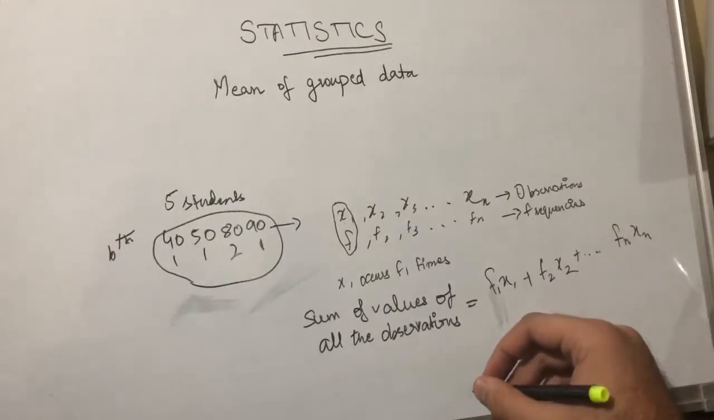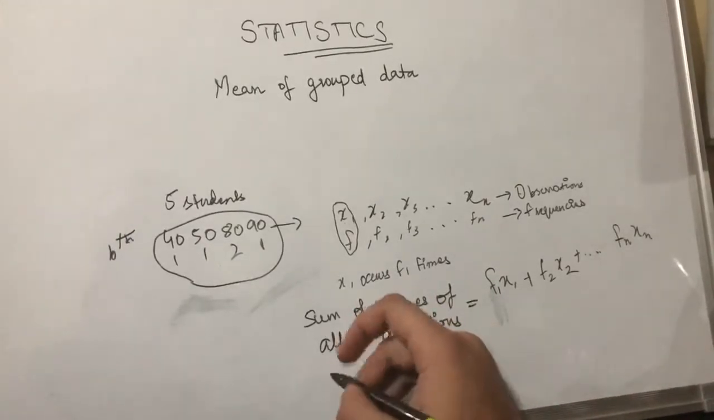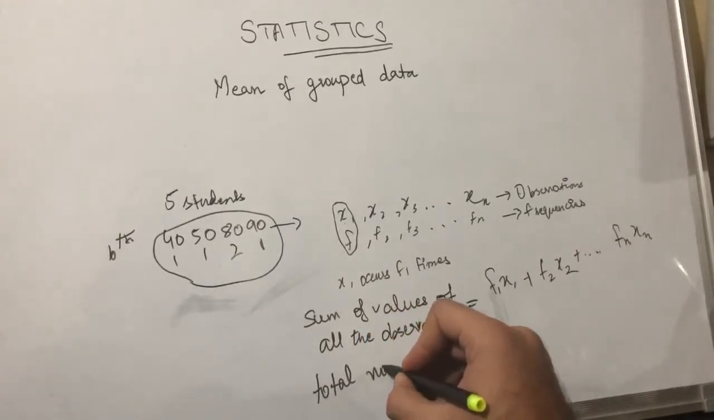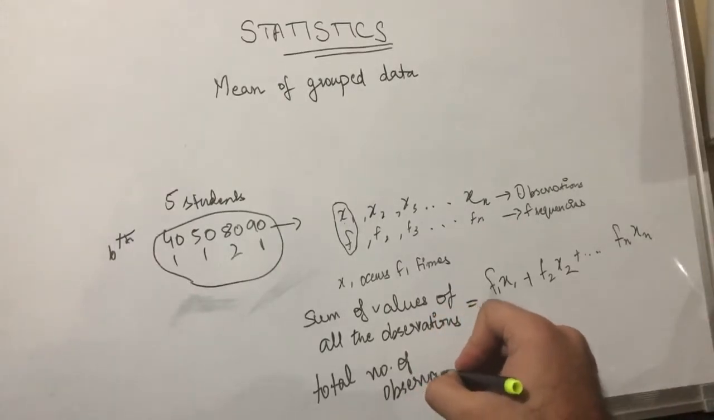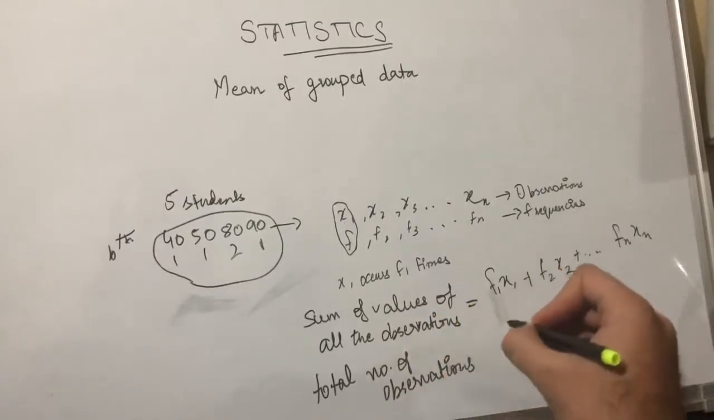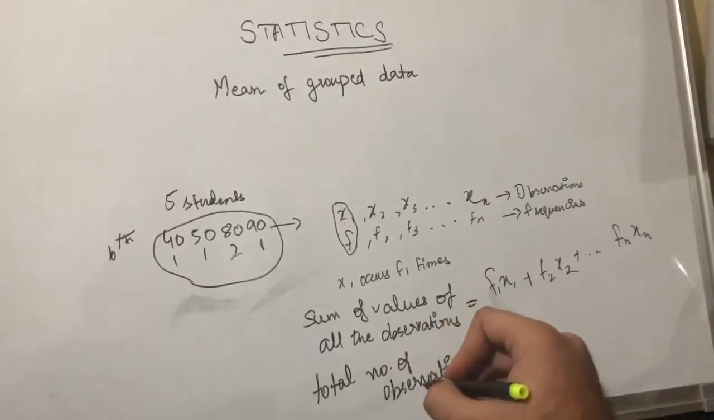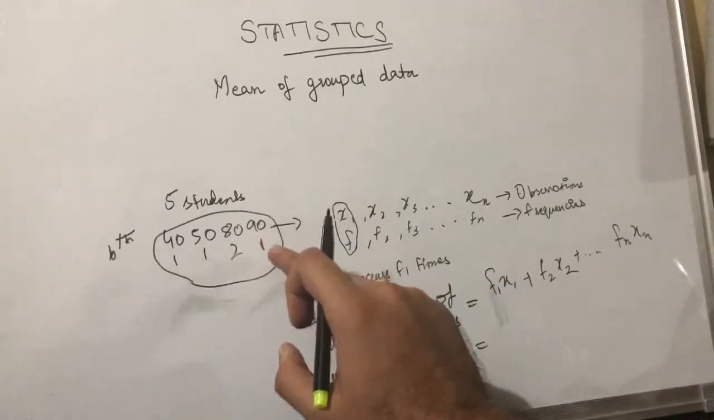And what did I, by definition, say mean was? It was the sum of values of all the observations divided by the total number of observations. So what would this total number of observations be? You see here the number of observations. So you just have to have a count of your observations.